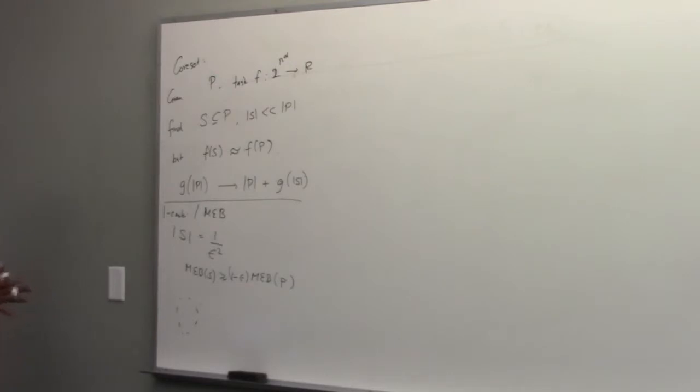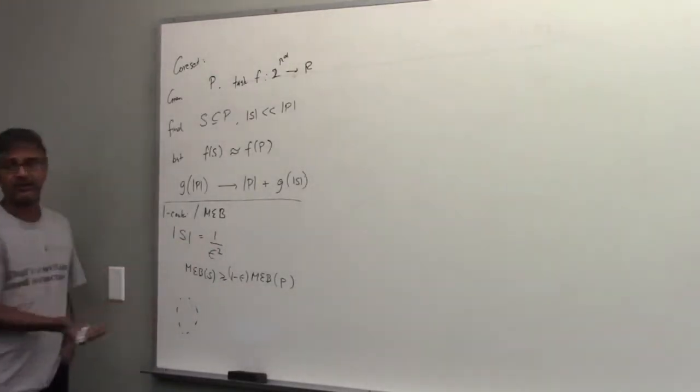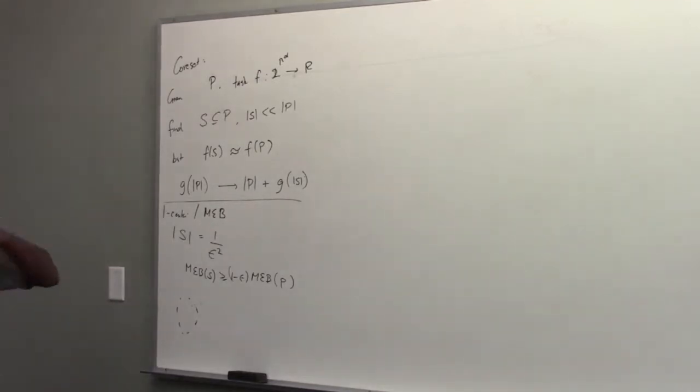I gave a brief sketch of how you prove that after this many steps, the ball you get is reasonably large in size. Roughly, the radii increase fast enough that after this many steps you're done.